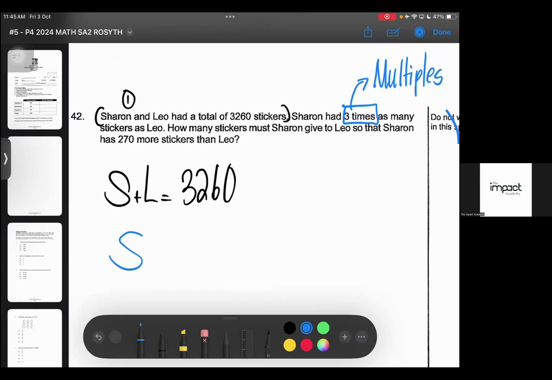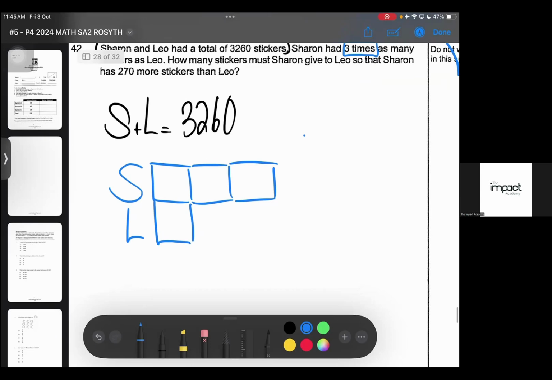How many stickers must Sharon give to Leo so that Sharon has 270 more stickers than Leo? Okay, so that means 3,260 equals 4 units. Okay, very good. So Sharon has 3 units, 1, 2, 3 over here. Leo, in this situation, we will have 1 unit. We know that the total is 3,260. Please make sure this part is written down first.